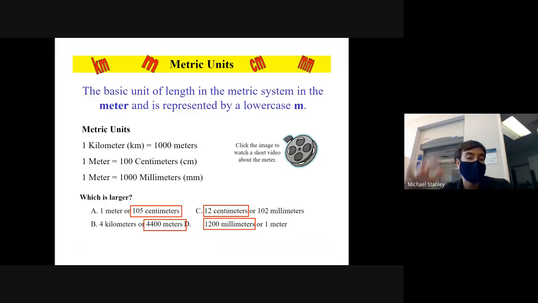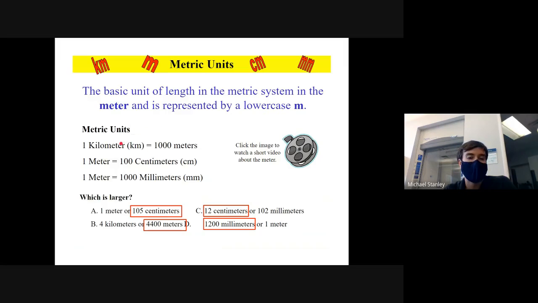So like the distance between this school and your house, you would probably measure in kilometers. The height of a person or how tall your house or apartment is would probably be measured in meters. How long your arm or your leg is, or how long a table is, would probably be in centimeters. And then millimeters would be for super tiny, small things.